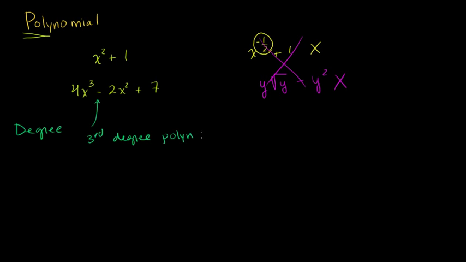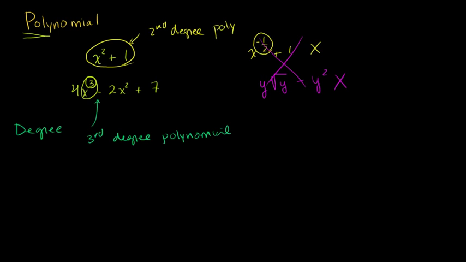Now, why is that? I don't have to keep writing polynomial. Why is that a third degree polynomial? Because the highest exponent that we have in there is the x to the third term. So that's where we get that it's a third degree polynomial. This right here is a second degree polynomial. And this is the second degree term.